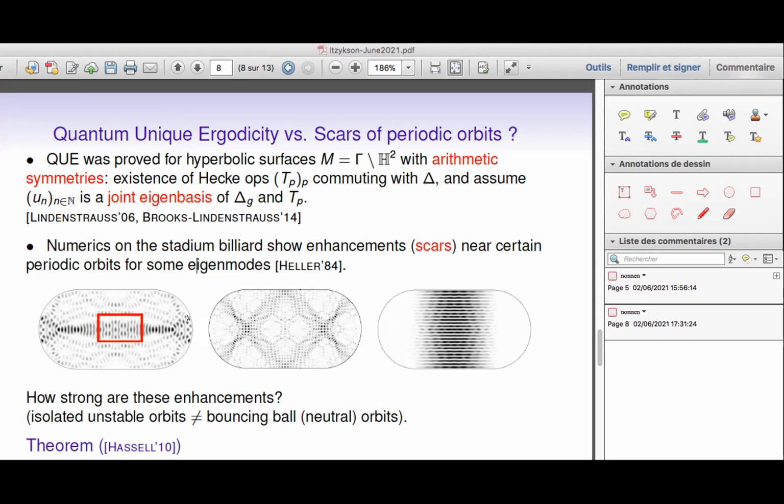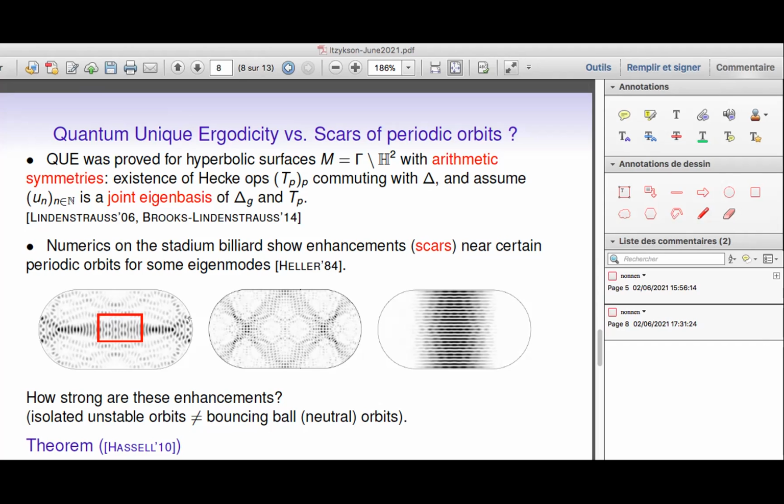Indeed, these states, if you look at them visually, do not look random. But it's not clear. Apparently, this mass is not enough. Even if there are enhancements, these enhancements go to zero and will not be seen in the high frequency limit. So there could be finer ways to measure these enhancements. Instead of looking at the local L2 mass, you could look at the L4 mass or L infinity, for instance. Look at the norms of these states and wonder whether the norm along this orbit is larger than what you expect for random states.